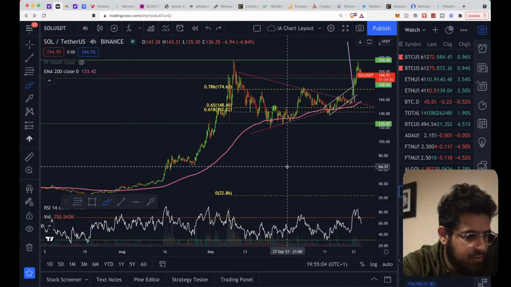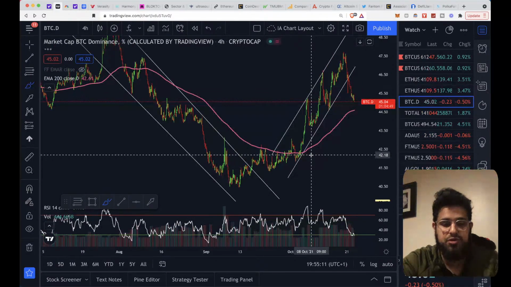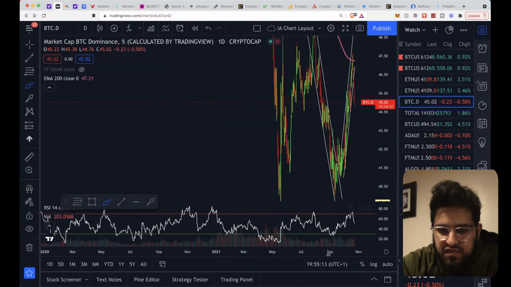Altcoin season will be insane when Bitcoin dominance hits below 40. Yes, let's take a look at Bitcoin dominance. I think we've pretty much invalidated this W now, which is very good. For altcoins, this is very good.